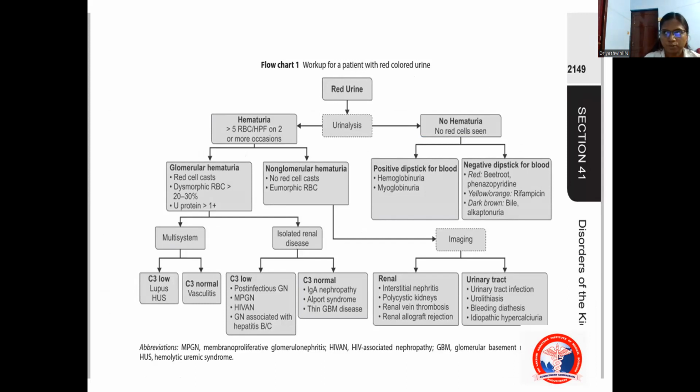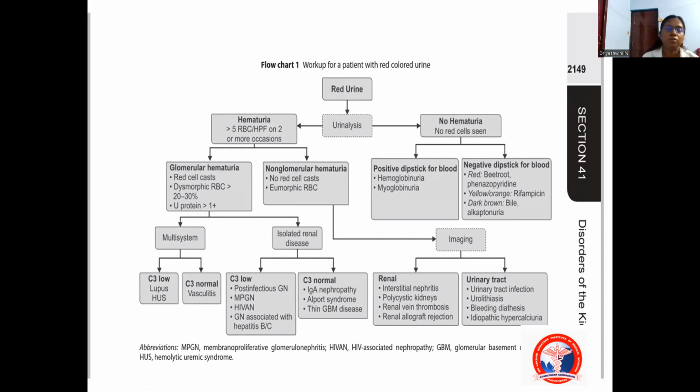So, when a patient comes to you with red urine, first you find out whether it is true hematuria or not. That is how your approach will be. Okay, if it is true hematuria, there's going to be more than 5 RBCs per high power field in an uncentrifuged urine. Okay, if there are no more than 5 RBCs, you term it as no hematuria, no red cells. If it is, you have found hematuria.